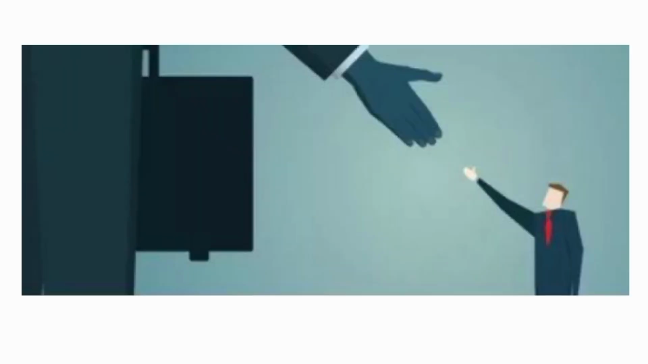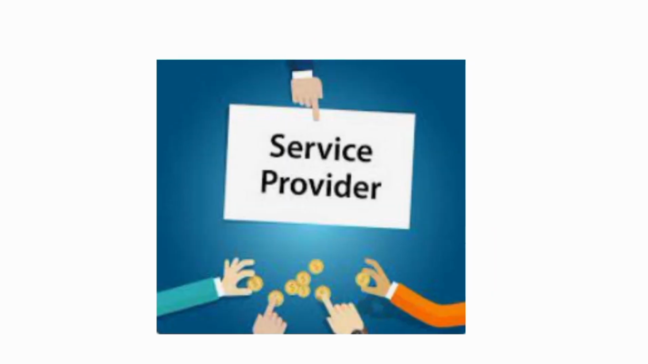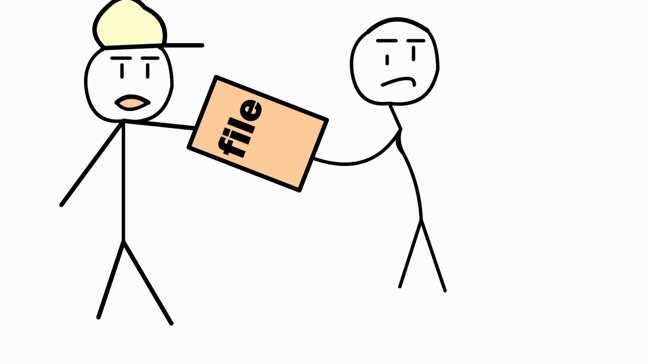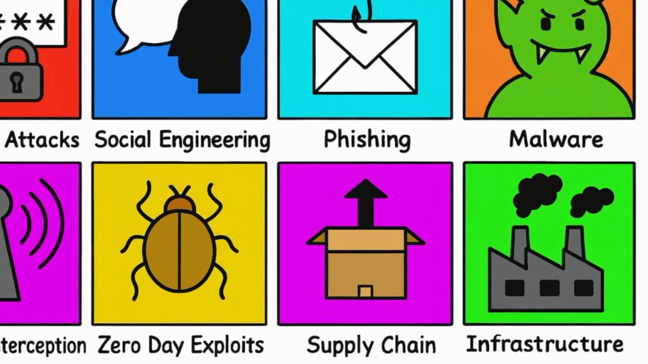Attackers also target smaller companies with access to larger organizations. Compromising an HVAC contractor, marketing firm, or other service provider creates legitimate pathways into major corporate networks. This approach exploits trust relationships that form the foundation of modern business operations. Think digital attacks can't affect the physical world? This next method proves otherwise.